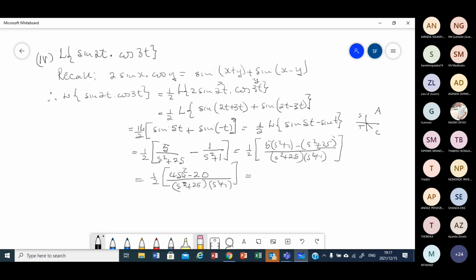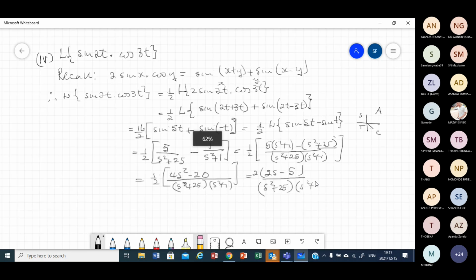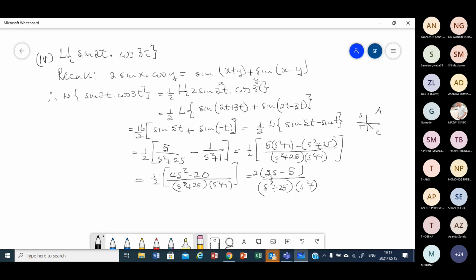Further simplify, 2 is common there, take it out. In fact, 4, take it out. You'll see that you'll be left with 2s minus 4 into 20, that will be 5. All over, I'm pulling out 4 here. So we're going to have 2 outside. Am I right, good people? Now, that's s squared plus 25 into s squared plus 1. I've taken out a 4 here, so that one is not there. Then I think that one is correct now. Plus 1 here. So that is your answer. Okay.